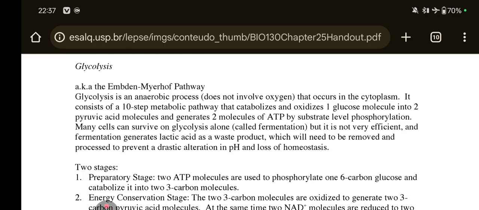Glycolysis is an anaerobic process that occurs in the cytoplasm. It consists of a 10-step metabolic pathway that catabolizes and oxidizes one glucose molecule into two pyruvic acid molecules and generates two molecules of ATP by substrate level phosphorylation.